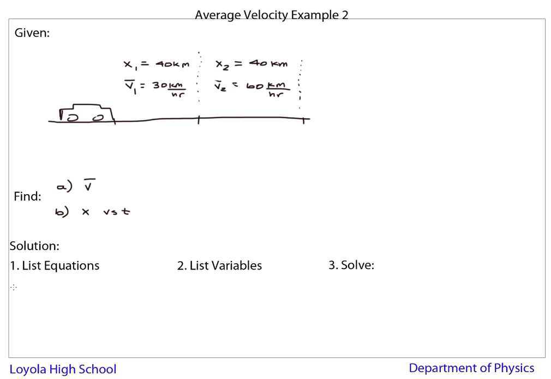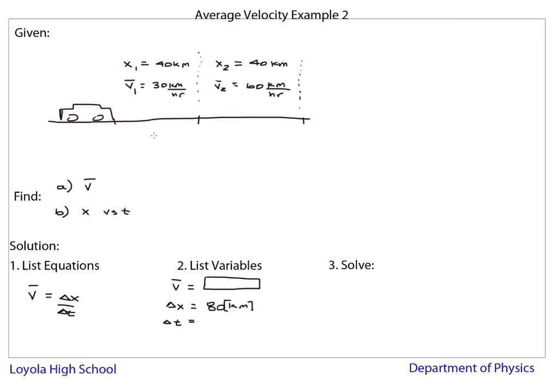So let's try it. So the average velocity equation is delta x over delta t. Our variables are average velocity, which we do not know, the change in displacement, and the change in time. We don't know this, we're trying to find that. Our change in displacement or position, how far we travel, is 80. It's the 40 plus the 40. We travel 40 and another 40, so a total of 80 kilometers. And the total time we actually don't know.